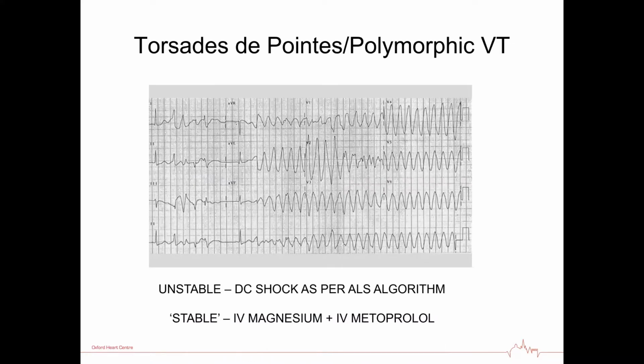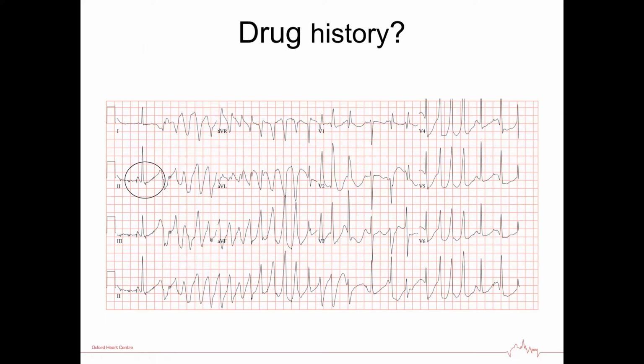If they're unstable, they have a DC shock, which is exactly the same. If they're stable, IV magnesium, asthma dosing, which is 2 grams or 8 millimoles in 100 mils of normal saline over 20 to 30 minutes. It's highly successful at curing it. And if their blood pressure is reasonable, i.e. 110 systolic or above, you can also give them some IV metoprolol, 5 or 10 milligrams, which also helps to terminate the rhythm.